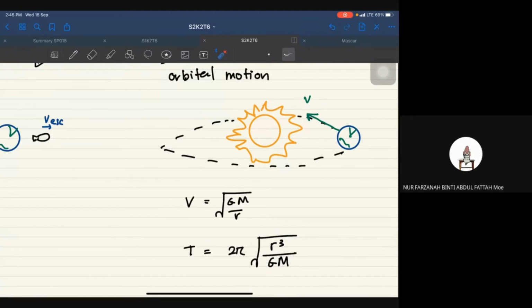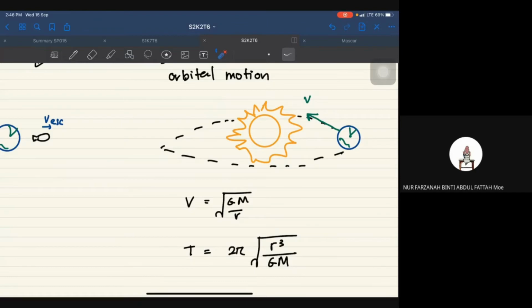Berapa lama bumi mengelilingi matahari untuk satu putaran lengkap? 365 hari. 1 tahun, 365 days. Okay, good. So you can multiply 365 days with the number of hours, which is 24, and then multiply with 3600 so that you can get the number of seconds untuk one complete cycle.